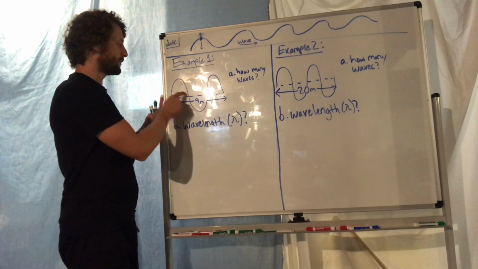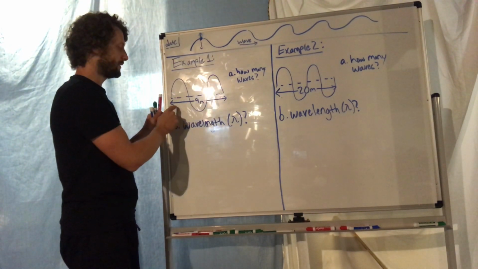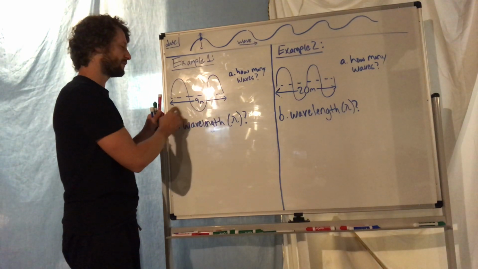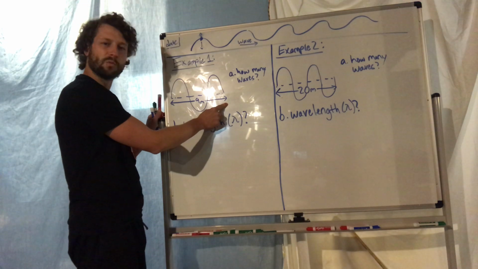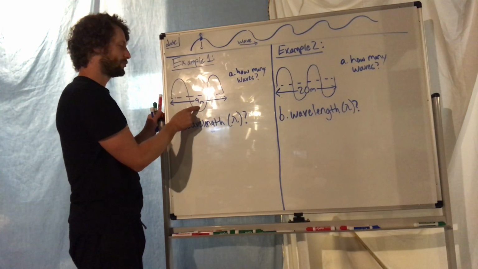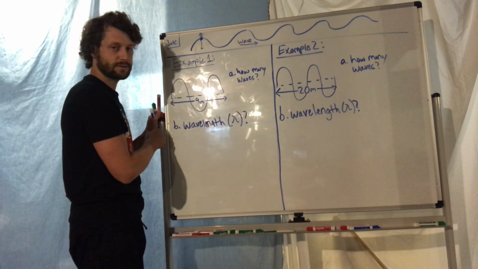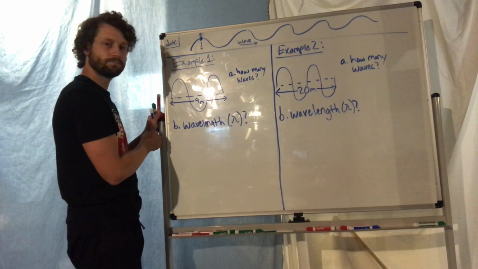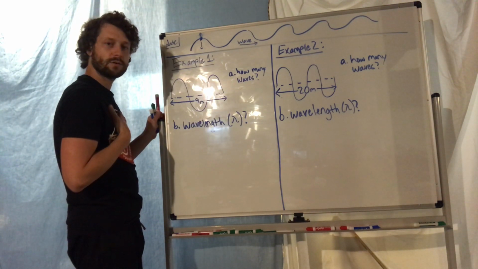All right, so what do they show us in example 1? They give us a picture with a crest, a trough, and another crest. And the whole picture from left to right, they're telling us, is 9 meters long. They're not saying that's the wavelength necessarily. They're just saying this crest, trough, and another crest all together, left to right, is 9 meters long, okay? Our first question is, how many waves are in this picture?